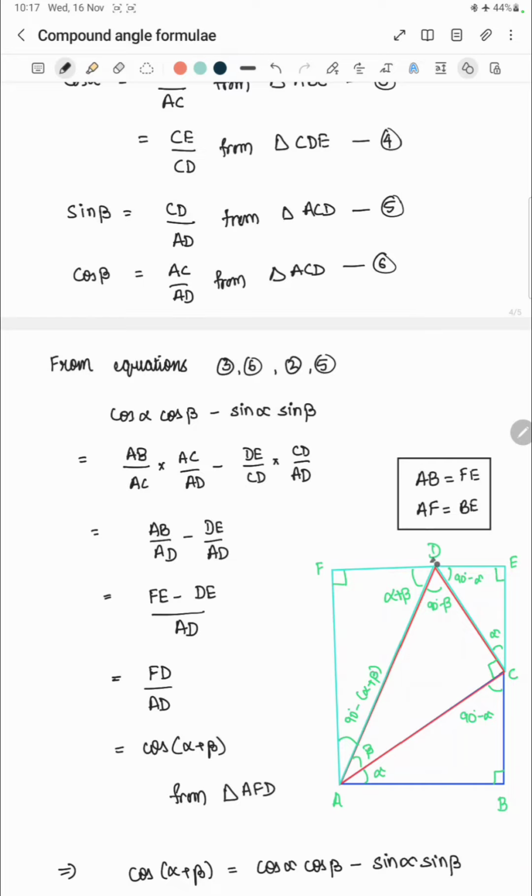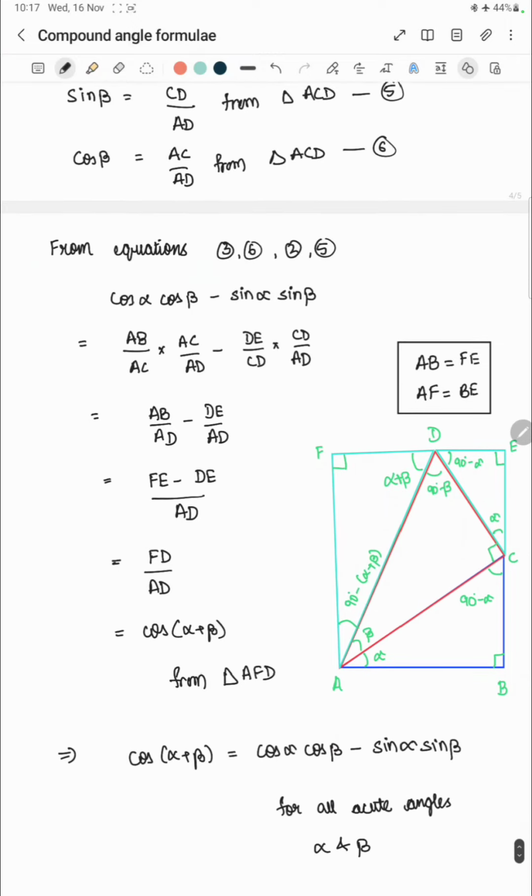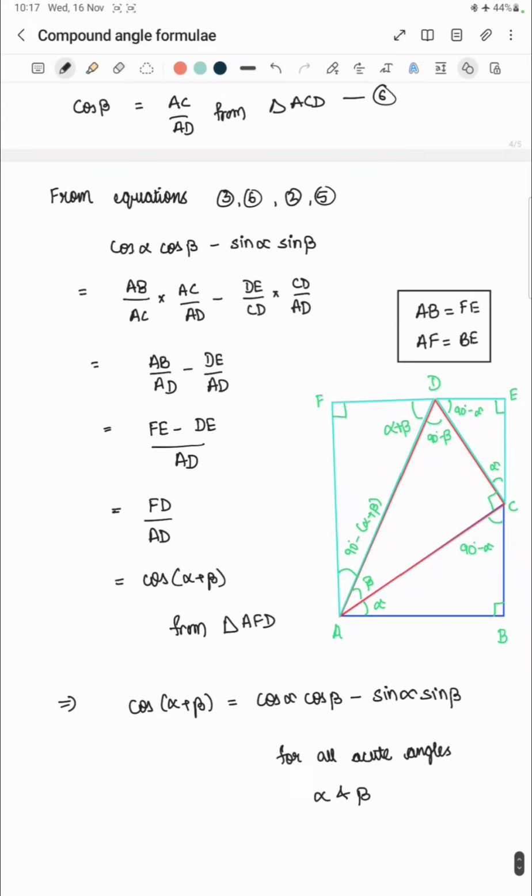Now these two belong in the same triangle, right? Now what is FD? FD is the adjacent side and AD is the hypotenuse. Fine. Now adjacent by hypotenuse, what is it? It is cosine. Cosine of what? This angle alpha plus beta from triangle AFD. So we have cos of alpha plus beta, and this equals cos alpha cos beta minus sin alpha sin beta, right?